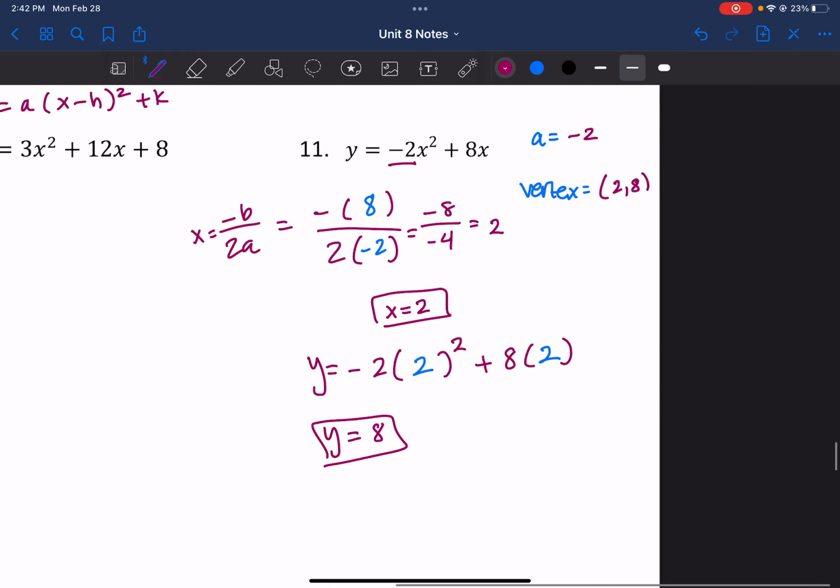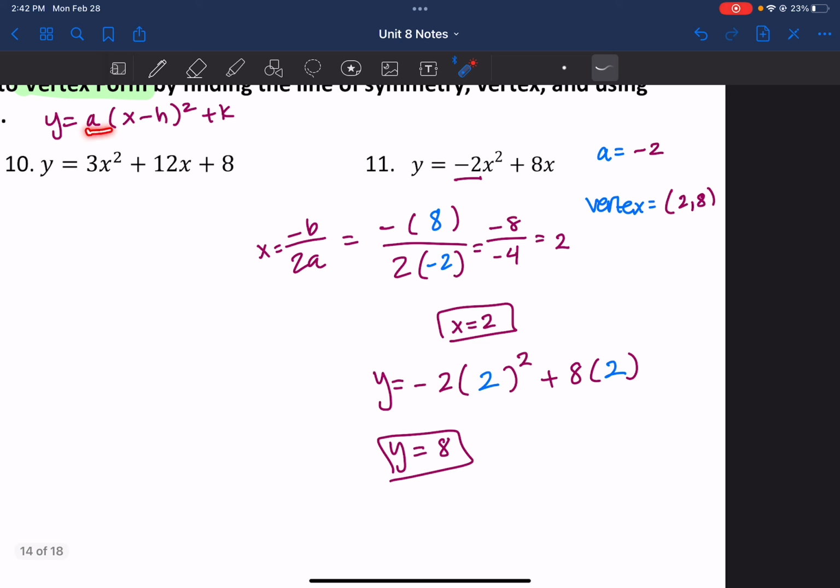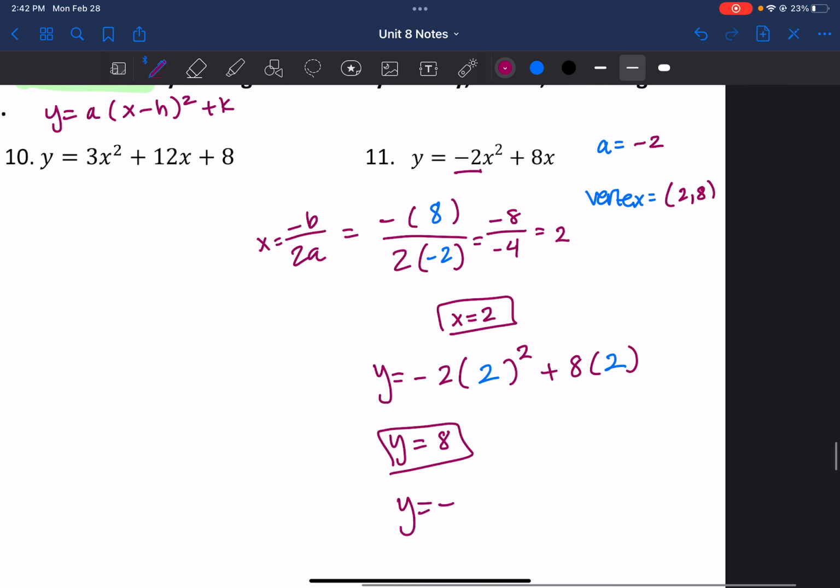Now let's plug it into the formula. Remember, my formula is right here. a x minus h squared plus k. So my a value, so I have y equals -2, parentheses, x minus 2. It stays negative because this is a positive x value right here. And then squared plus 8. Bam. And that is it, guys.